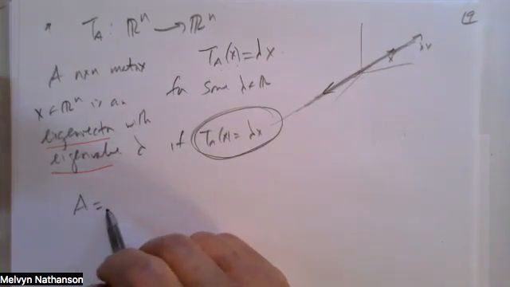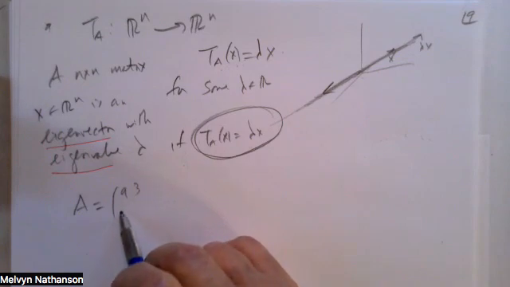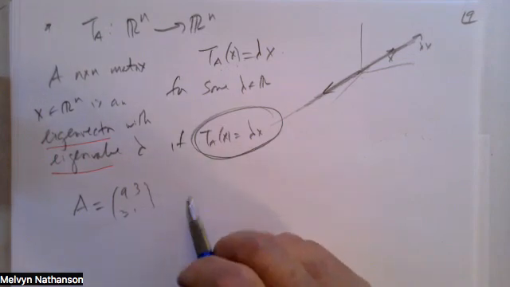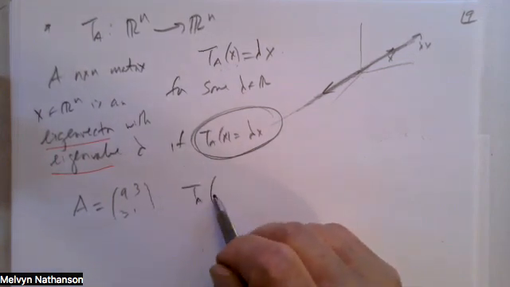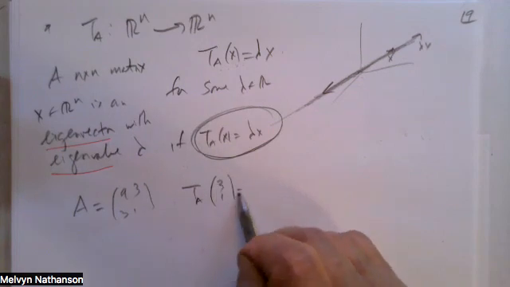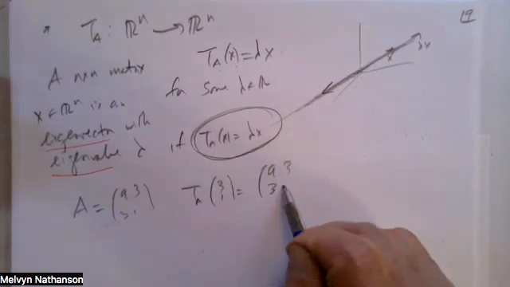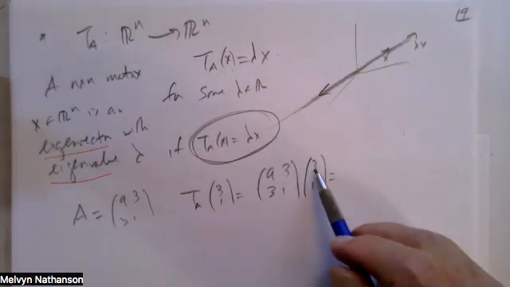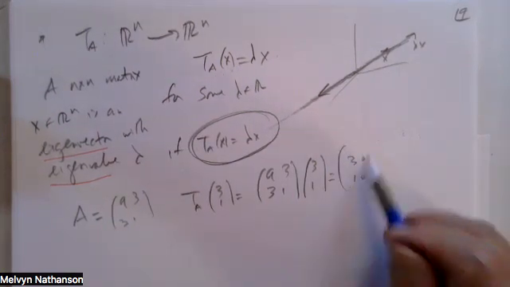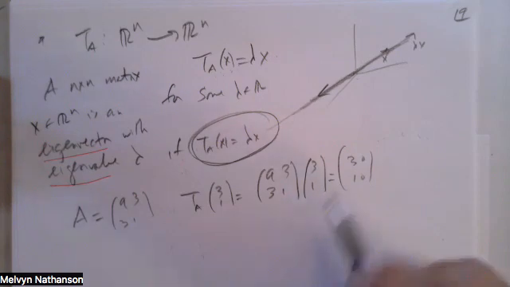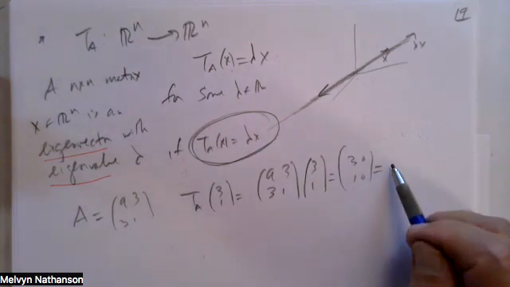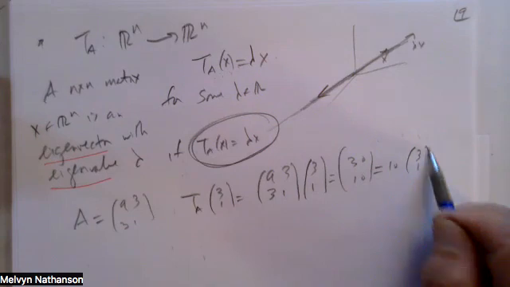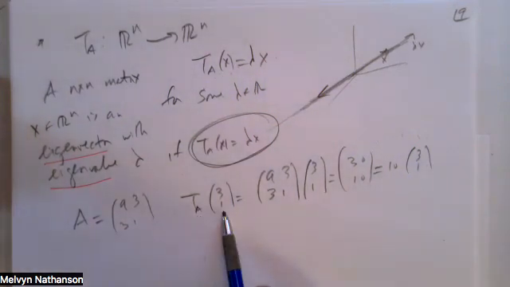Suppose A is the matrix 9, 3, 3, 1. What is T sub A of the vector 3, 1? So you take 9, 3, 3, 1, apply it to the vector 3, 1. You get 27 plus 3 is 30. 9 plus 1 is 10. You get the vector 30, 10. And if you look at that, you see that's really 10 times the vector 3, 1. So T sub A of 3, 1 is 10 times 3, 1.